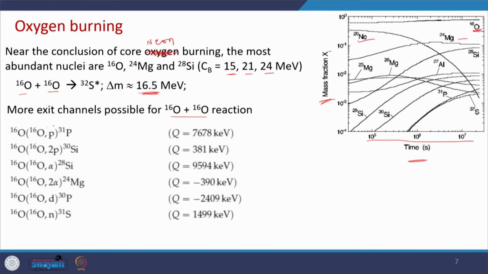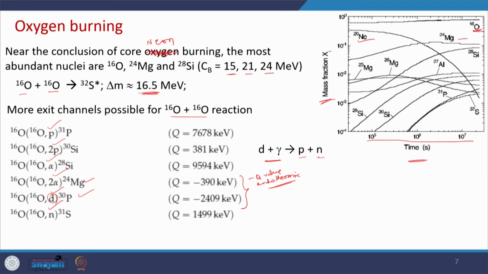It can give a proton, it can give 2 protons, it can give an alpha, it can give 2 alpha particles, it can give a deuteron, it can give a neutron. So all these possibilities are there when oxygen and oxygen burning take place. Here you can see these two have negative Q values, endothermic. So when this much energy is supplied, these two reactions take place, and this deuteron, when it is emitted, can react with a gamma, giving rise to a proton and a neutron.